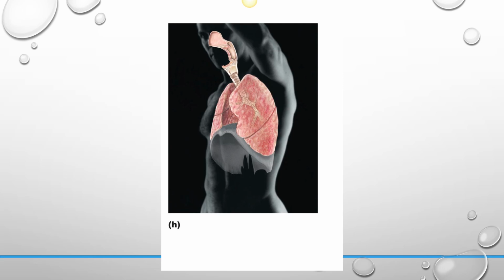This is the respiratory system. The respiratory system, major organs include the nose, nasal cavity, the larynx, the trachea, the bronchi, and the lungs. The major function is to exchange gases.